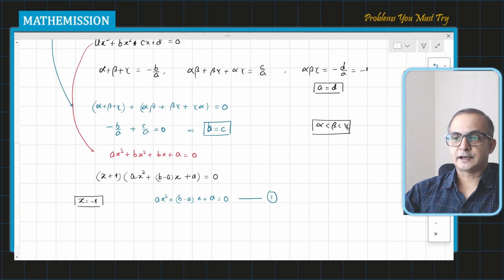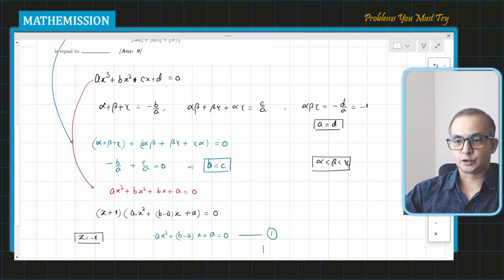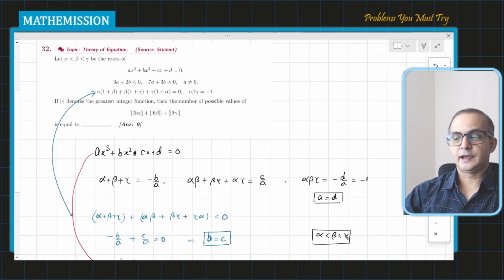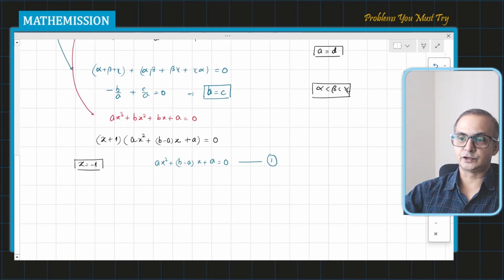You notice that up to this step, we have used this information, and also the information known to us, the sum of roots and the product of roots and so on. But notice that this inequality given in the question, we have not used yet. Now it's a chance to use it.